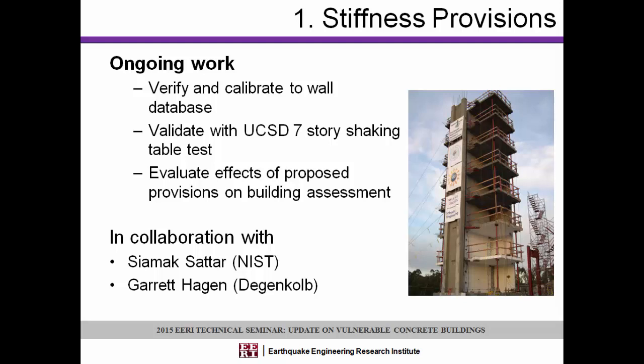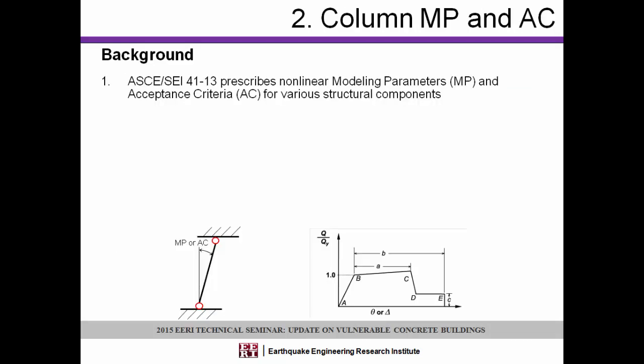So now on to the next topic, which is column modeling parameters and acceptance criteria. For those of you that are not familiar with these, just a quick overview of what they are. So the modeling parameters are given for columns as limiting plastic rotations.